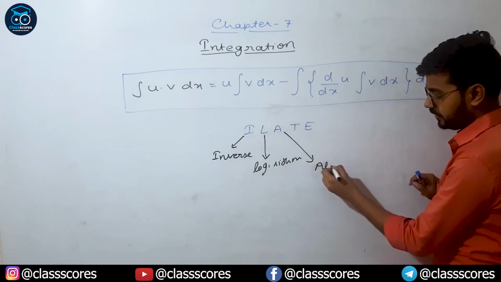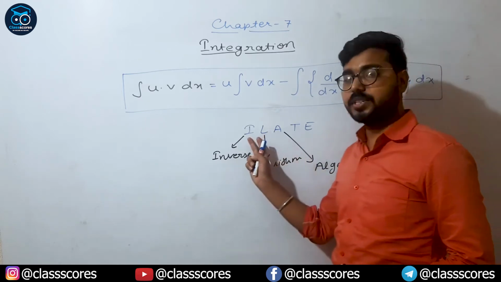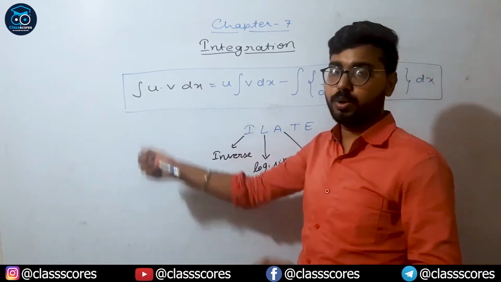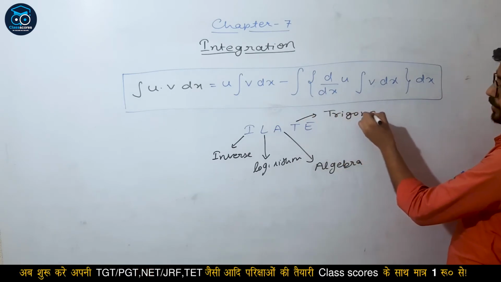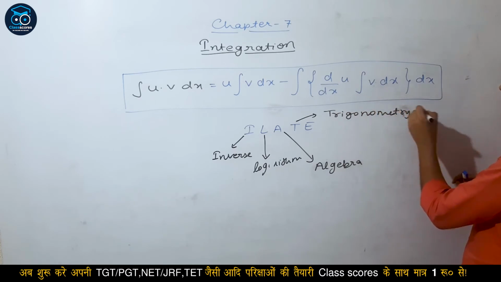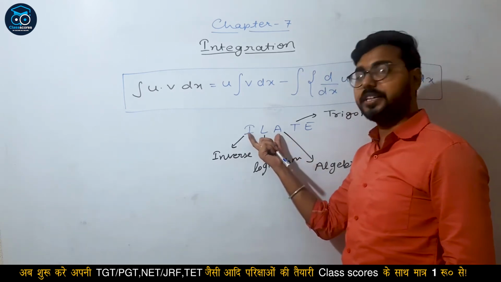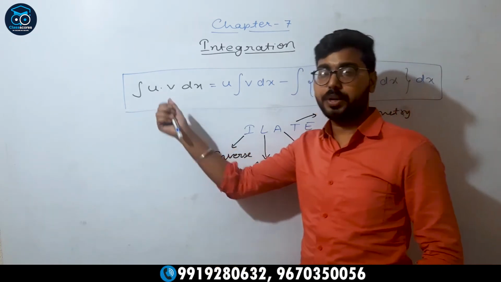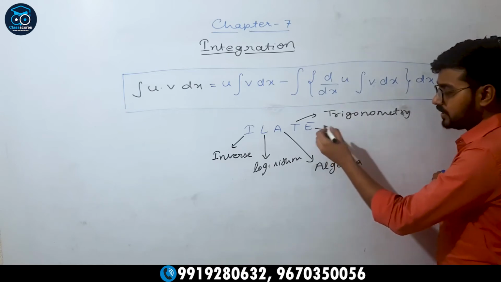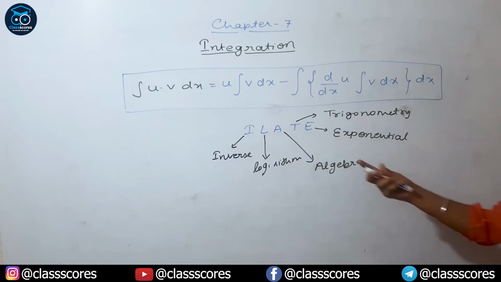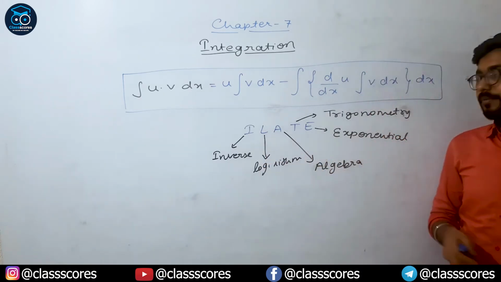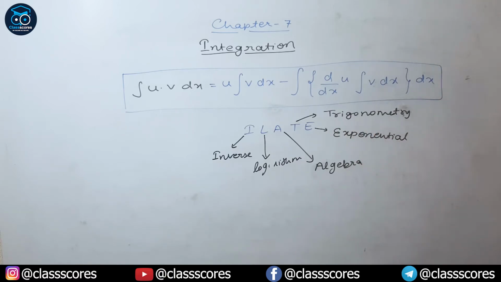A stands for algebra. If both these functions are not available, then the algebraic term will be considered as u and the remaining term will be considered as v. After this, T stands for trigonometry. If all these three terms are not available, then the trigonometric term will be considered as u and the rest will be considered as v. And at last, E stands for exponential function. If all these four functions are not available, then we consider the exponential function as u and the remaining function as v. Clear? So this is our integration by parts.